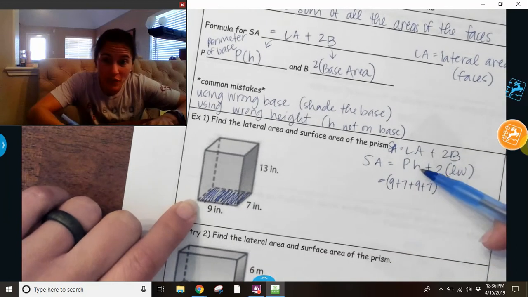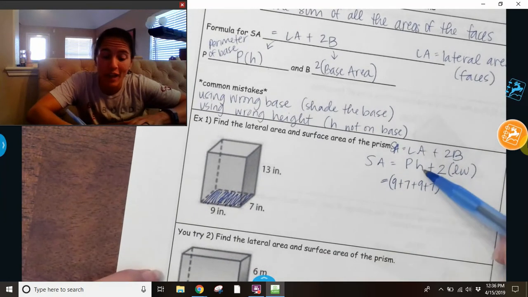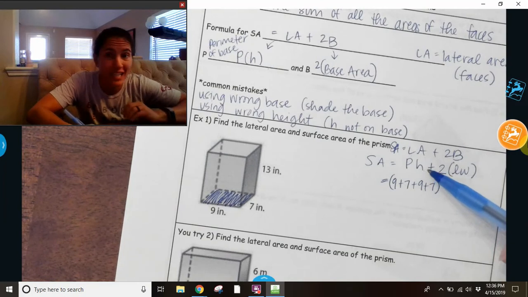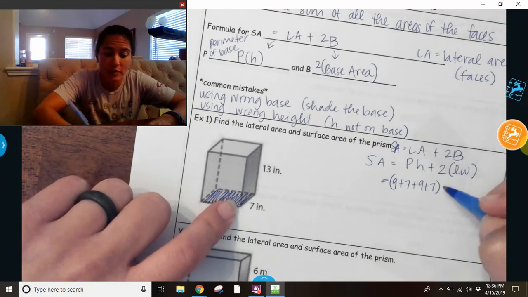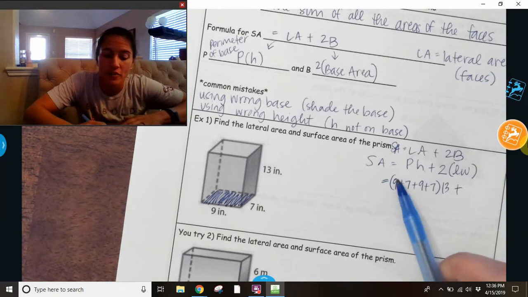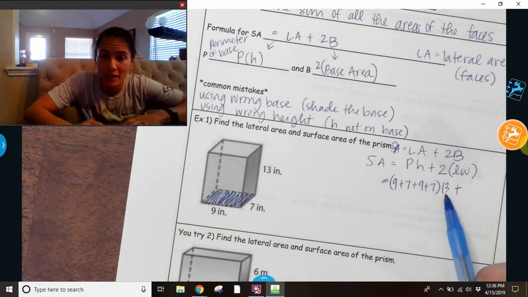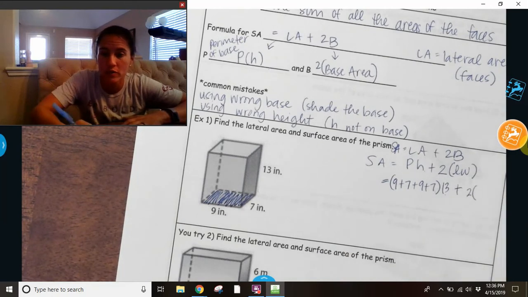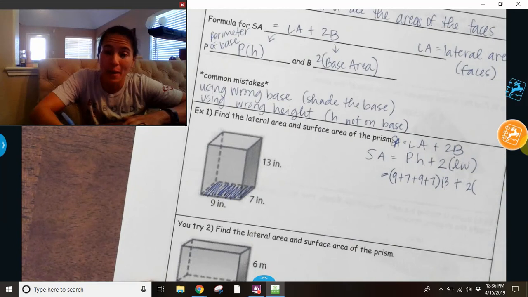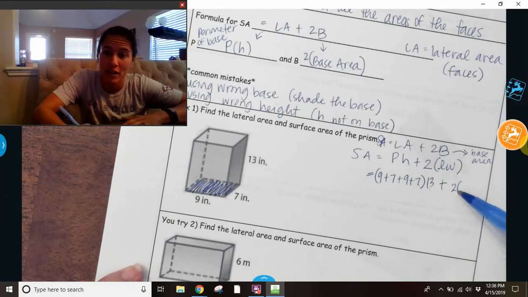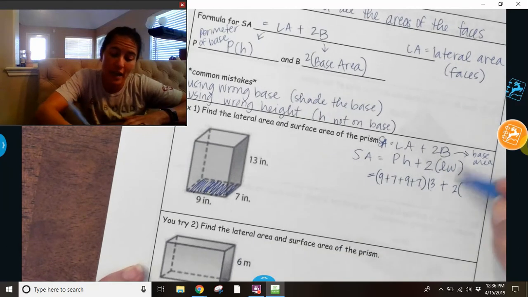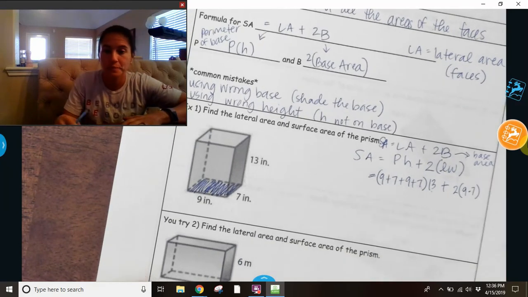And then the height of the prism, this is the one in the mistake I was just telling you about. The height of the prism doesn't come from the base. If it's sitting on its base, the height of the prism is 13. So that was the perimeter of the base times the height plus 2. And now the base, capital B means base area, not just the line, the base, but the base area. So length times width, which would be 9 times 7.